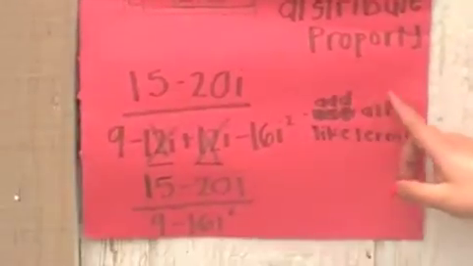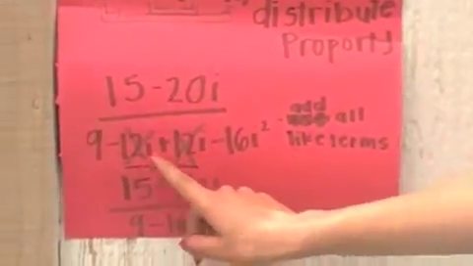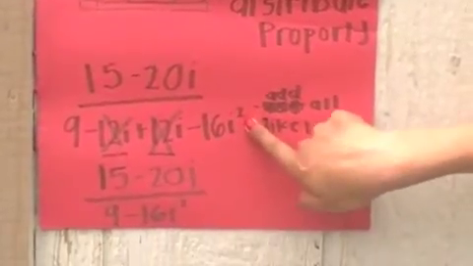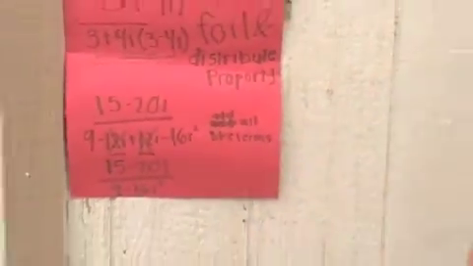Okay, right here you have to add all the like terms. So these are like terms, this isn't because I have 2 on top. And then equals this.